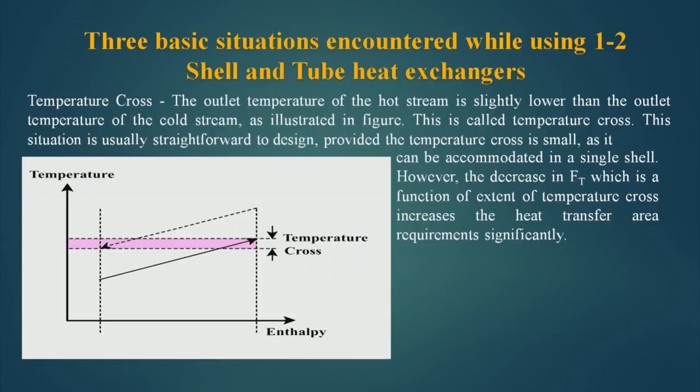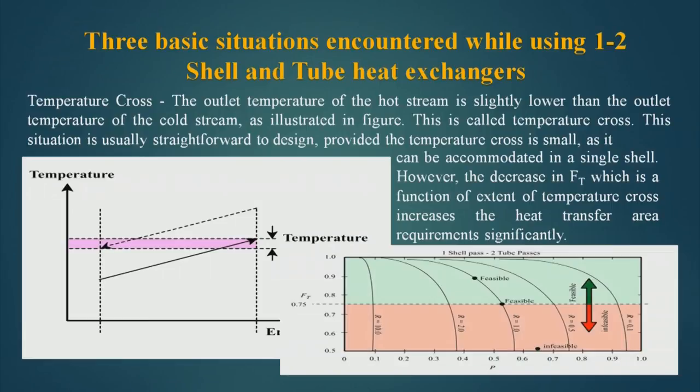However, it decreases the FT value of the heat exchanger, which means it will require a significantly higher amount of area. So, if I want to map this type of heat exchanger into the FT-P diagram, then this exchanger can be given by this point, which is very close to the infeasible region. This line separates the feasible and infeasible region, and the value of FT is 0.75. That means, if I compute the value of FT to be 0.75, then it is almost a borderline case of feasible and infeasible design.